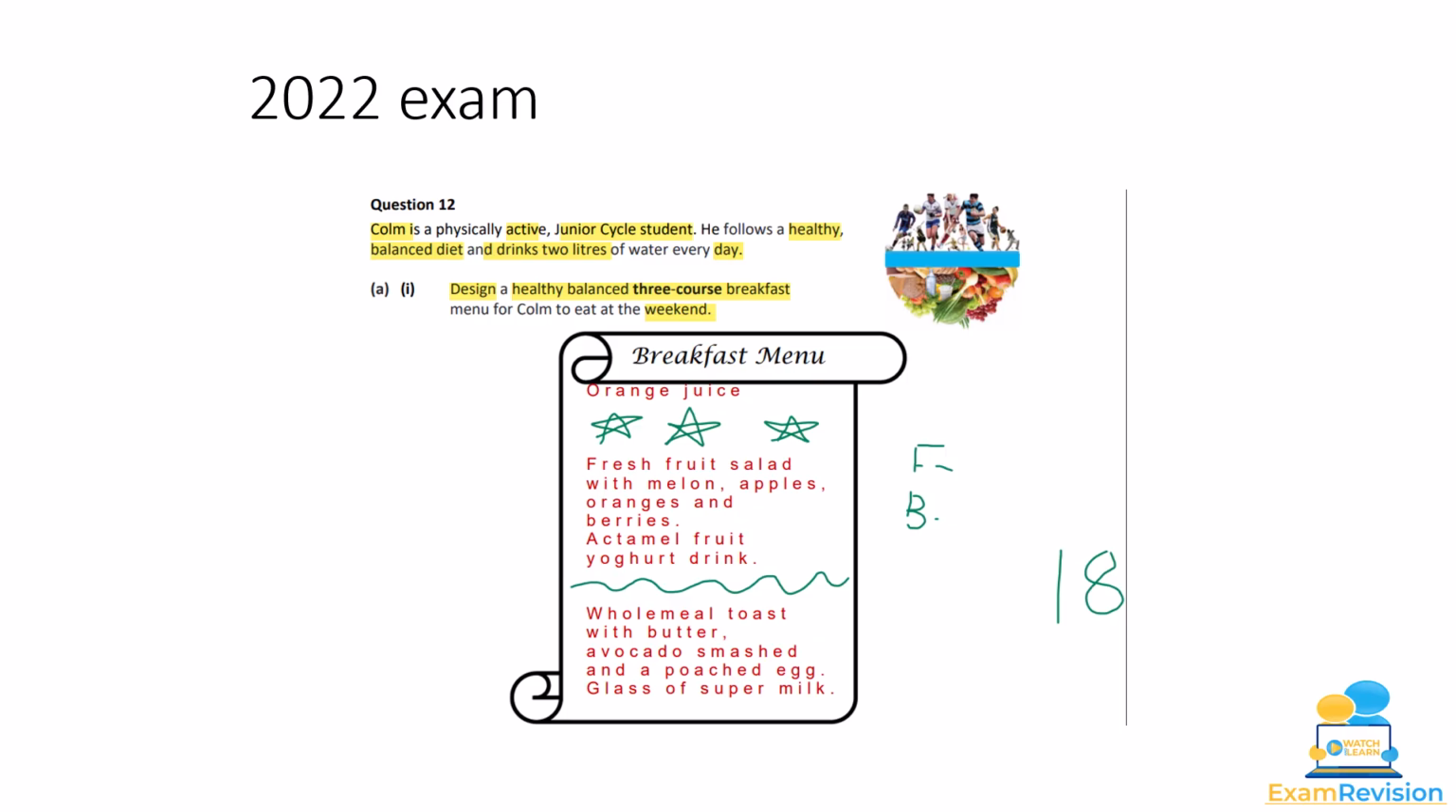Now this here, before I get on to that, is a sample exam question. So you can see how I've highlighted the key information. So there's a lot of information there. Sometimes it's a bit of information overload, especially when you're stressed and you're trying to get through an exam. So this is why it's so important to highlight the key information. And from there, you'll be able to find out what exactly your action verb is. So in this case, it's design a healthy balanced 3-course breakfast.